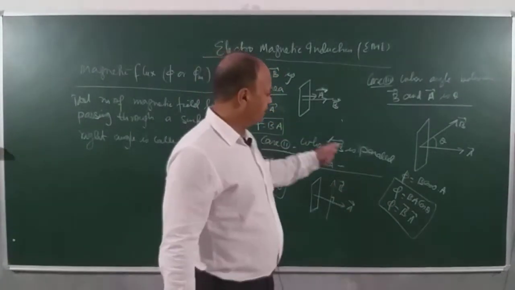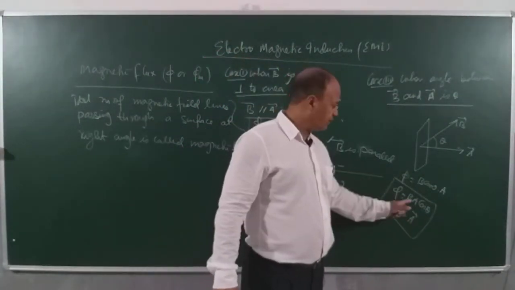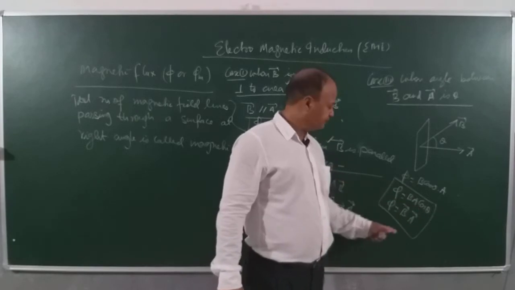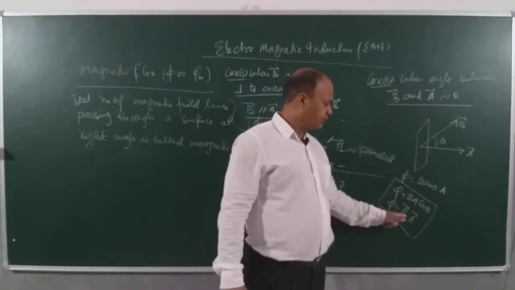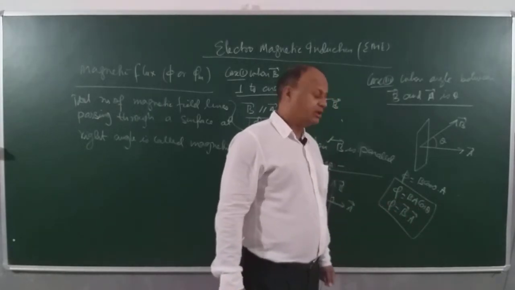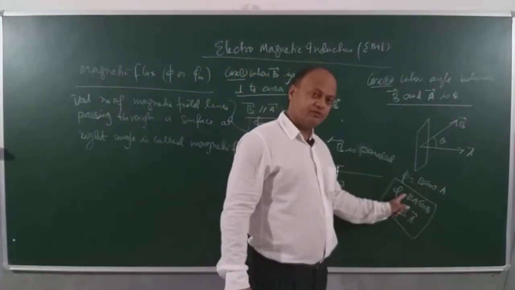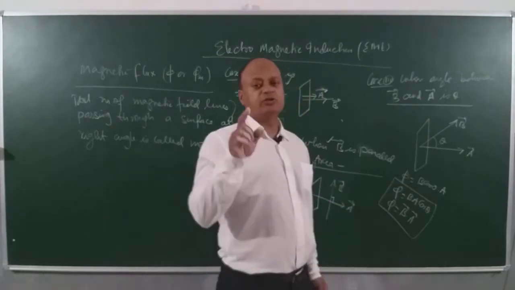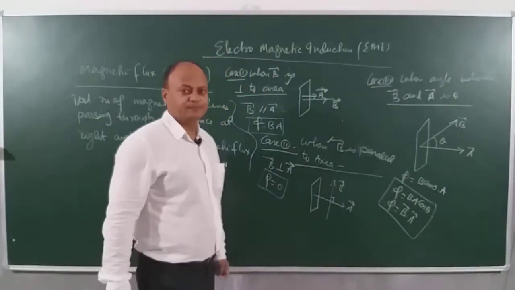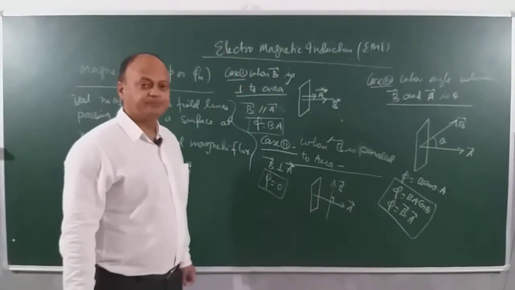Like in case 1, theta is equal to 0, cos 0 is 1, so phi is equal to B into A, and then phi is equal to, again, B dot A. In case 2, theta is equal to 90 degrees, cos 90 is 0, so phi will be equal to 0. So our case 1 and 2 is justified by case 3, right? Okay, now let us see.